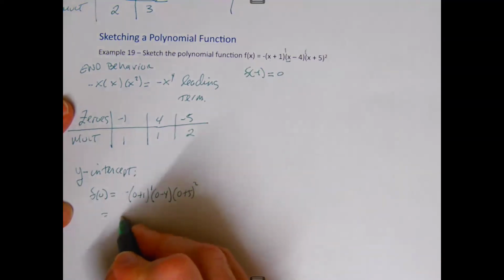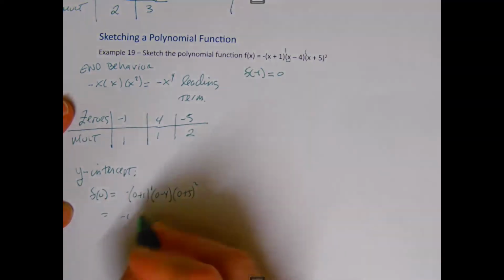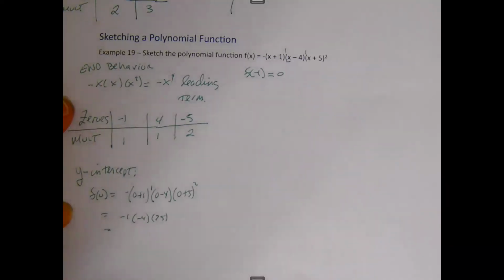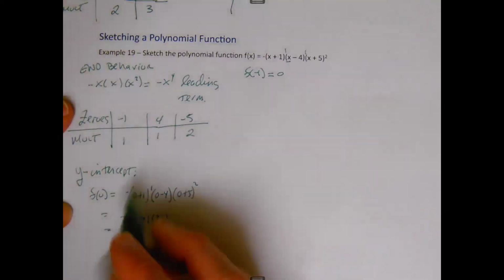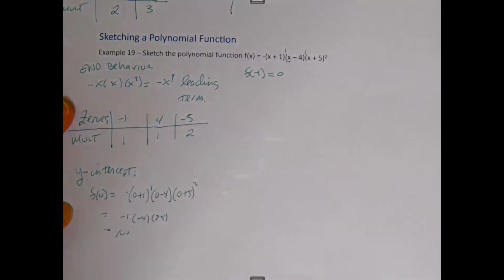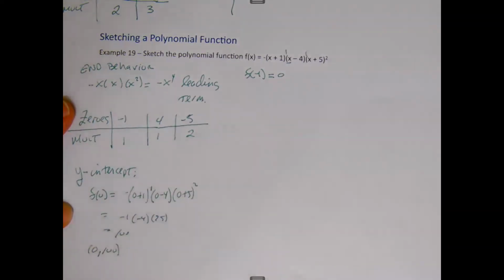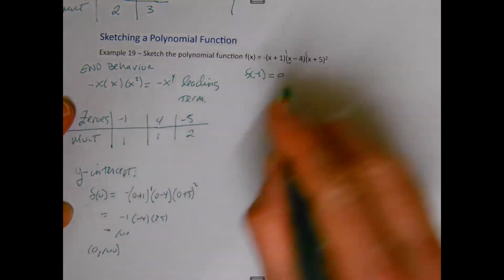Okay, so I've got -1 here times -4, and here's 25. So 4 times, yep, -4 times 25 is... 100. So this is way up there. f of 0 is 100. So the y-intercept is (0, 100). That's the y-intercept. That's all right.